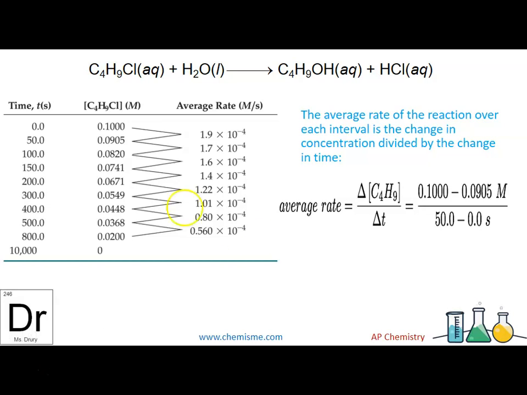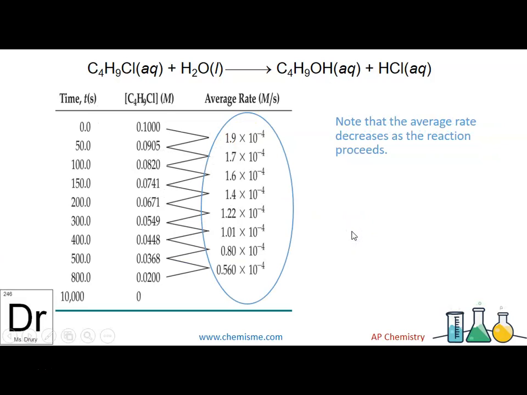So if you're looking at the first set of data, we would say the concentration changed by 0.1 minus 0.095, and then divided by the change in that time. So 50 minus 0. And that's how they got the 1.9 times 10 to the minus 4th. That's the rate. But notice the rate changes every time we go to do it.